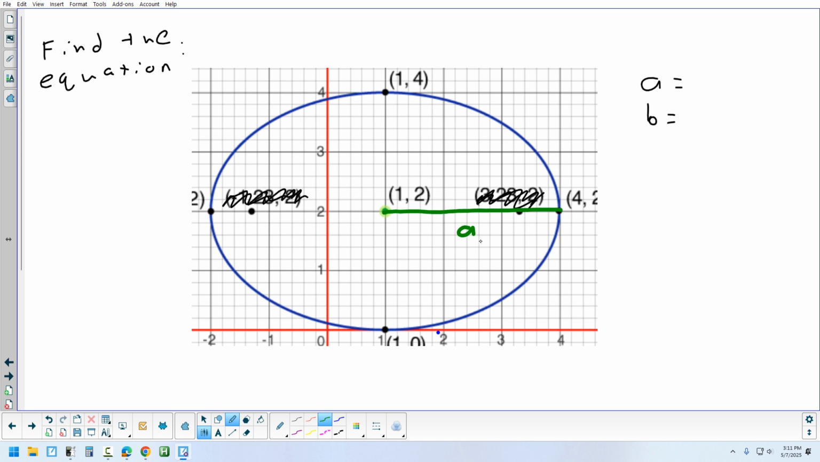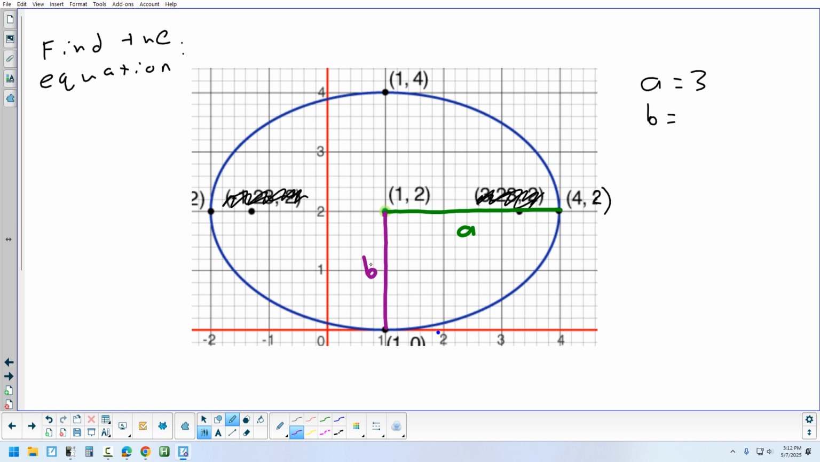So this point, got a little bit cut off, is 4, 2. This point is 1, 2. How far apart are 1, 2 and 4, 2? 3. Yep. So we got our three units there. And what does B measure on an ellipse? The center to the minor axis. Yeah, the center to where it would hit a minor axis.